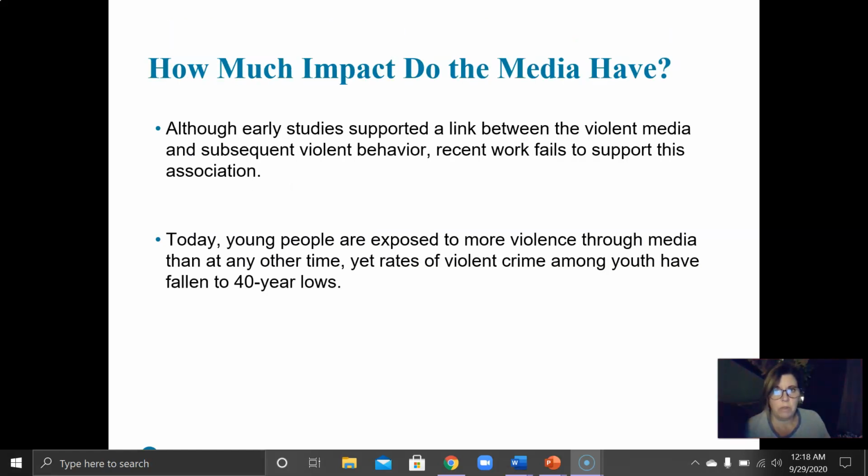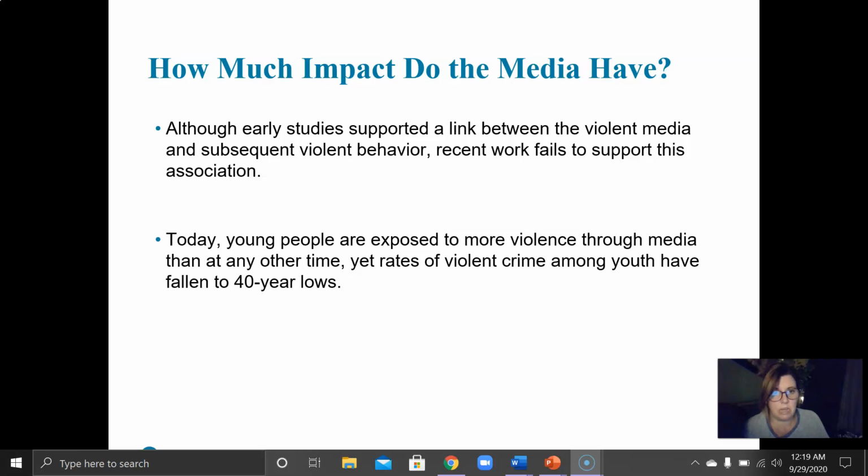So although early studies supported a link between violent media and subsequent violent behavior, recent work is failing to support this association. However, there's been some meta-analysis, so taking multiple research points into consideration, and it is indicating that playing violent video games may increase risks of aggression and desensitize people when violence occurs.